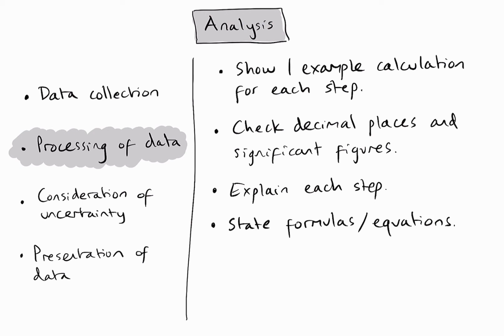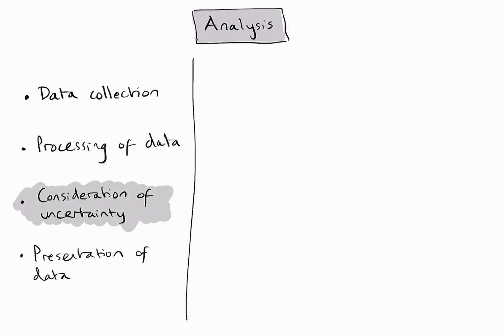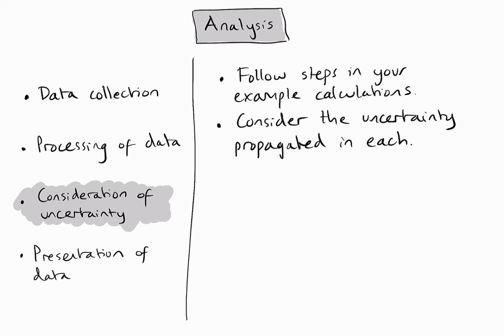Let's now move on to the consideration of uncertainty subsection. As your quantitative data will all have uncertainties, this is where we need to consider how they are propagated through your calculations in order to consider the total percentage uncertainty in the final values produced. To do this effectively, I would work through each step of your example calculations in the previous subsection and consider how the uncertainties are involved as you move through them. And you may want to check out the separate video on the propagation of uncertainty if you're not sure how to do this.